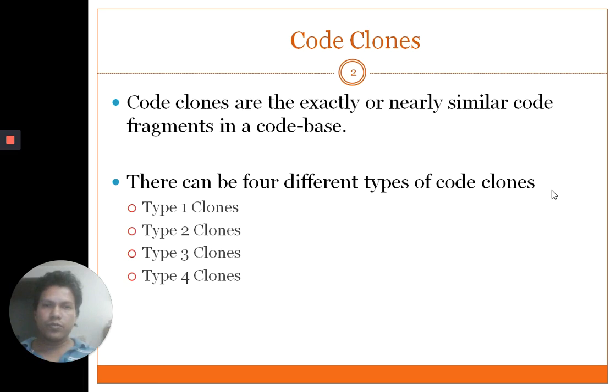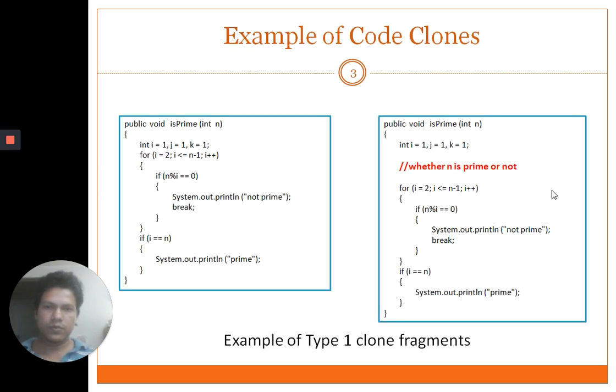I will first go through some background topics. Code clones. Code clones are exactly or nearly similar code fragments in a software system's code base, disregarding the comments and indentations. There can be four different types of code clones. These are type 1 clones, type 2, type 3, and type 4 clones.